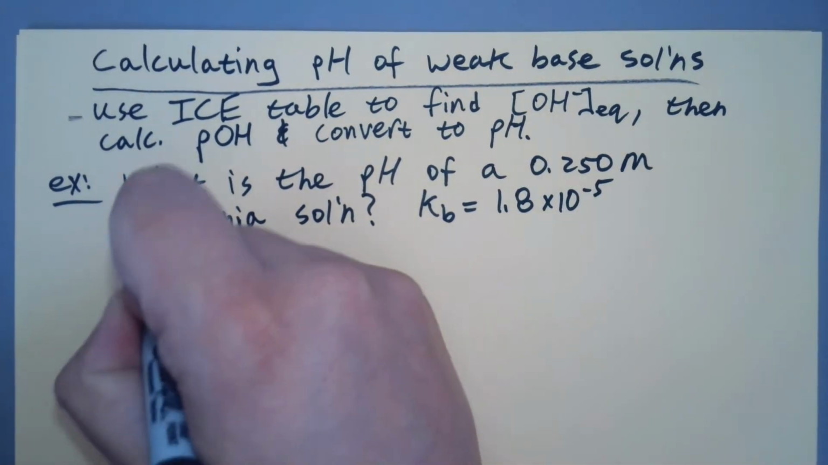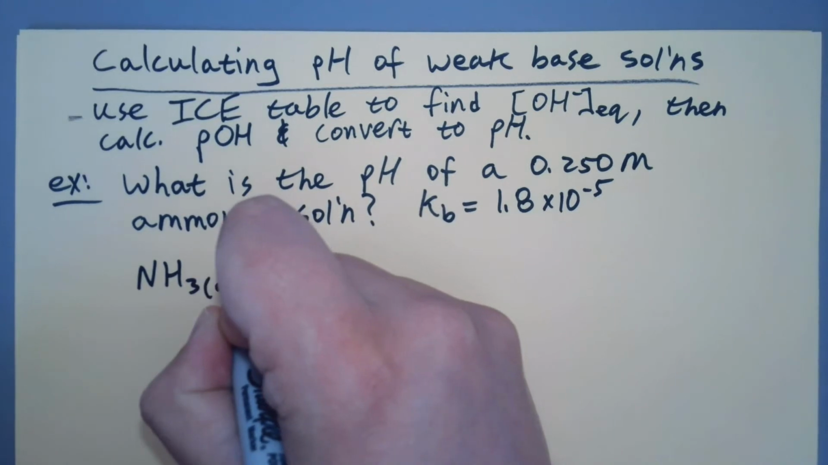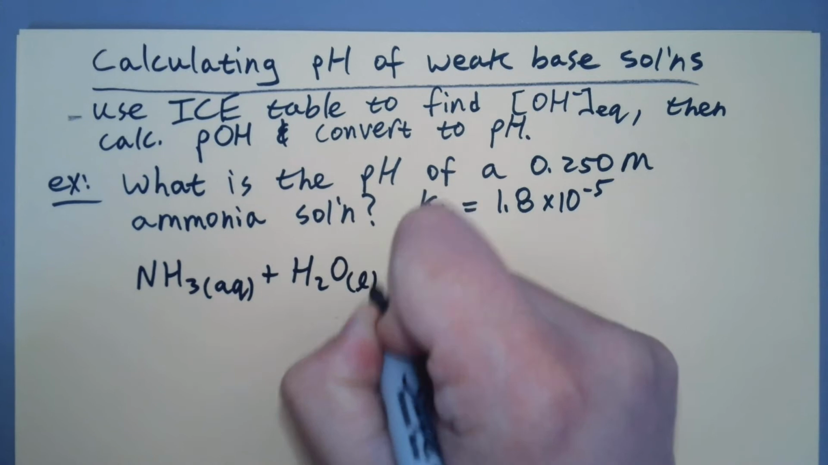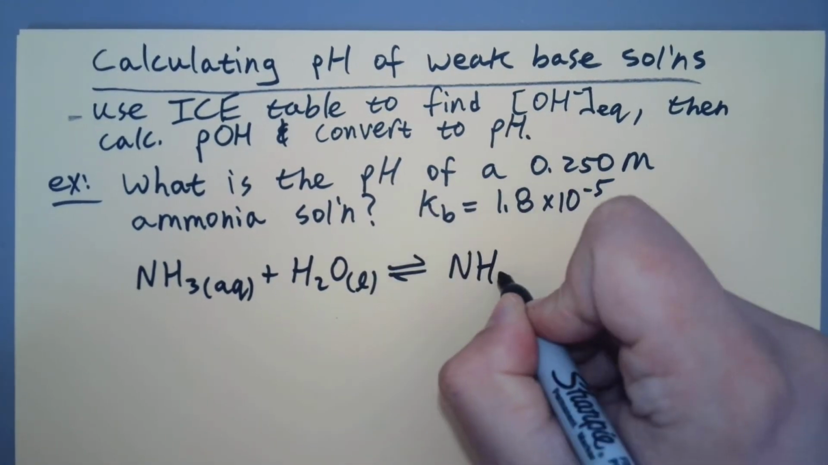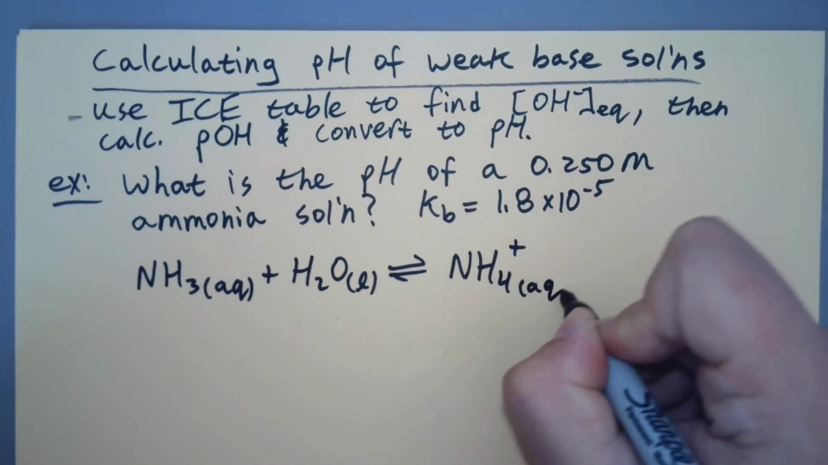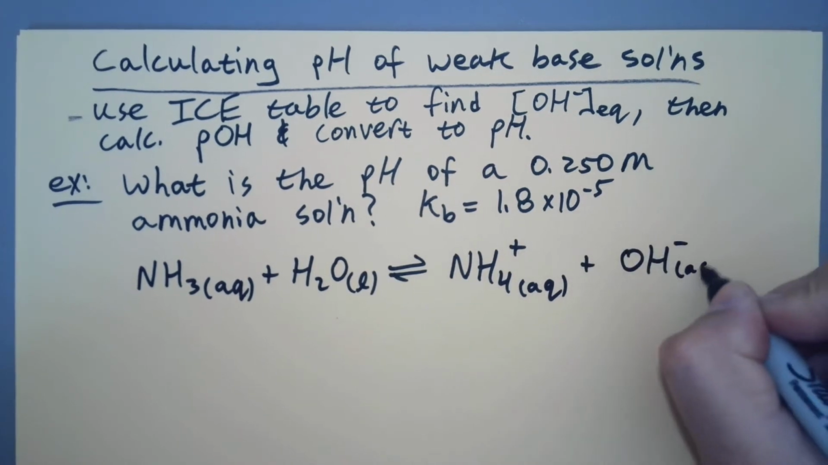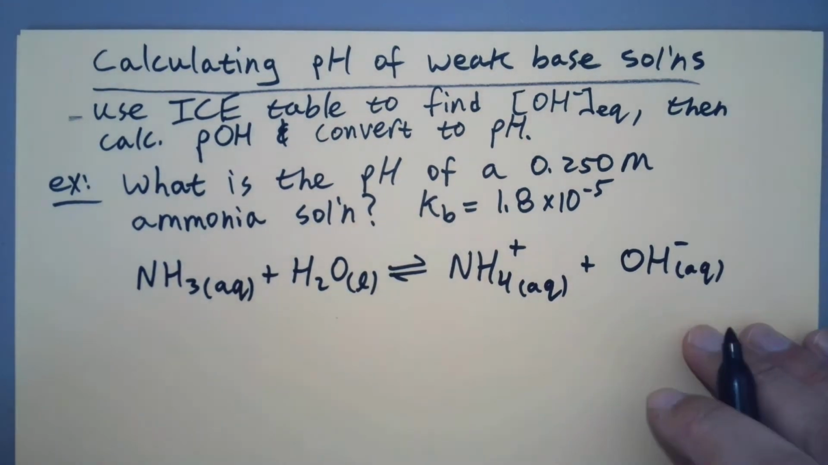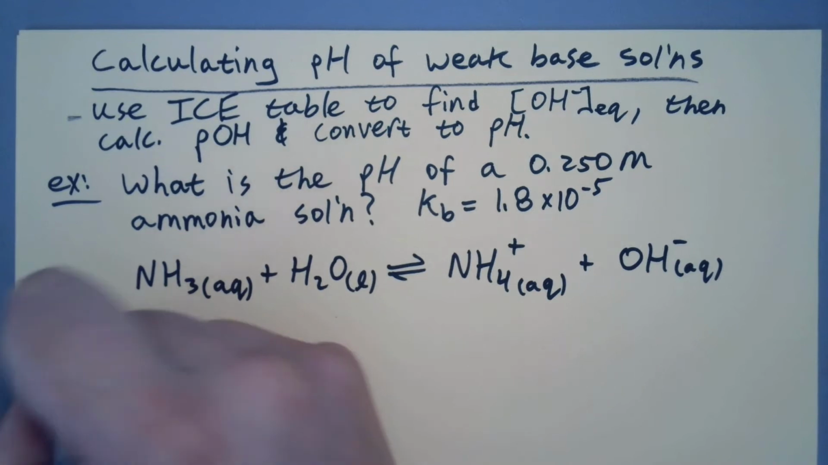And so our equilibrium expression for this is ammonia plus water. Ammonia is NH3, and that's going to get you ammonium, you might remember that polyatomic ion from 151, and hydroxide. All right, so we've got our equilibrium expression, so we can write our initial condition.